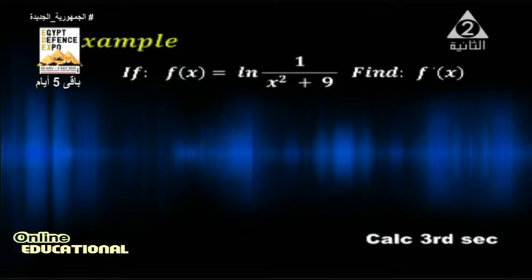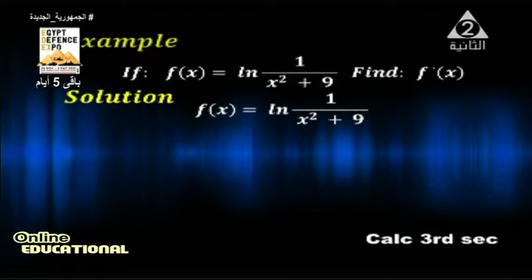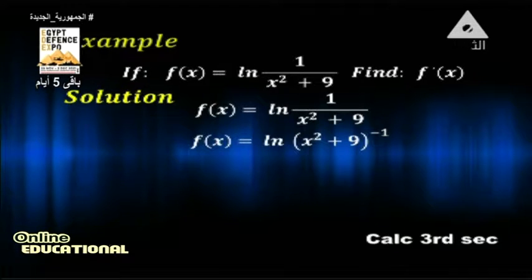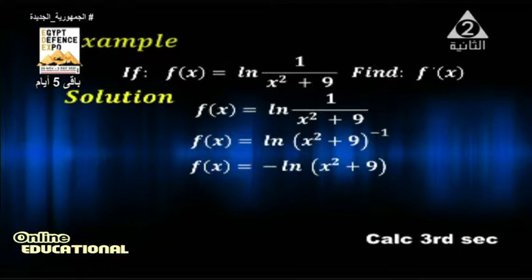If the function f of x equals ln 1 over x power 2 plus 9, find f dash x. We know that ln 1 over x power 2 plus 9 can be written as ln x power 2 plus 9 all to the power negative 1. And from the properties of logarithm, we can write f of x equals negative 1 multiply ln x power 2 plus 9.